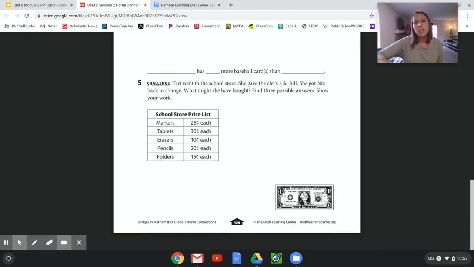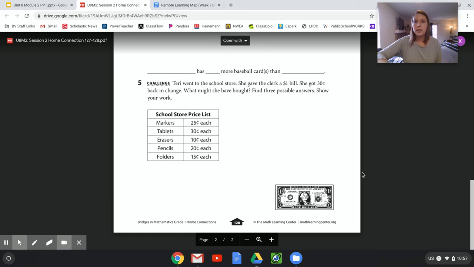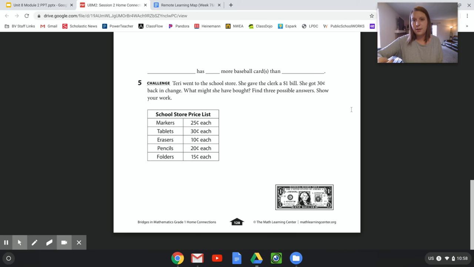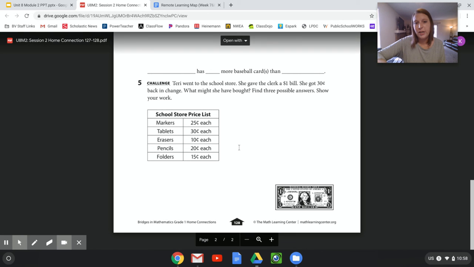And number 5 is a challenge. And I always say the challenge is optional. So you decide if you want to try this one or not. Terry went to the school store. She gave the clerk a $1 bill. She got 30 cents back in change. What might she have bought? Find 3 possible answers and show your work. So find 3 different ways that she could have given $1 and gotten 30 cents back. What could she have bought? And this shows you how much things cost.